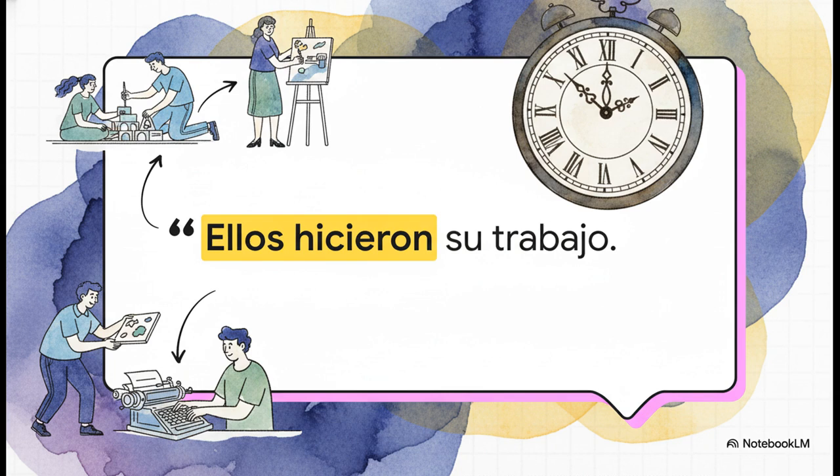And wrapping up our guided practice, we have ellos hicieron su trabajo. Here we're seeing that plural pronoun ellos linking directly to the hicieron ending pattern, which gives us hicieron. They did their work. Again, super clear, totally completed action in the past.